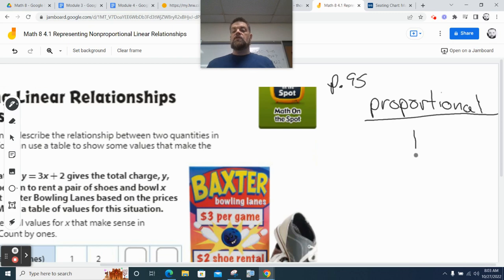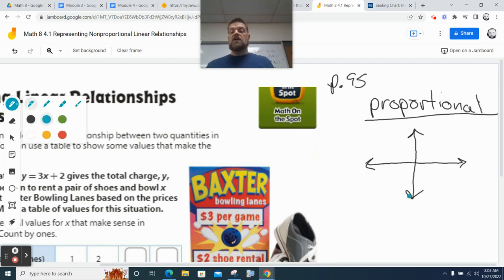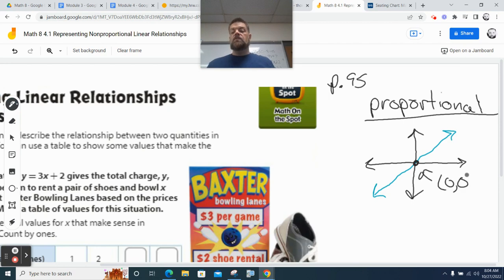Proportional relationships, when you graph them, they always go through the origin. So when you have a proportional relationship, they always cross through where the x and y axis cross. Okay. So they always contain the point 0, 0, and that's called the origin. And in case you're a little rusty, this is the x-axis, this is the y-axis.